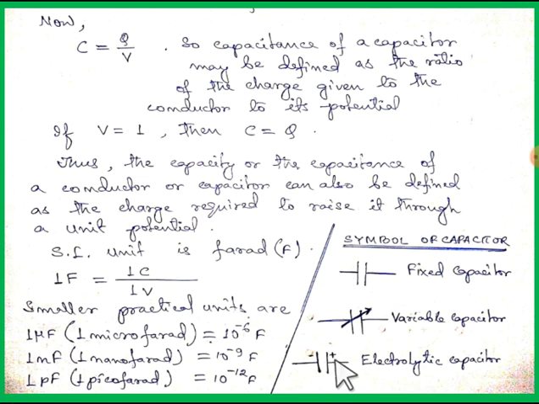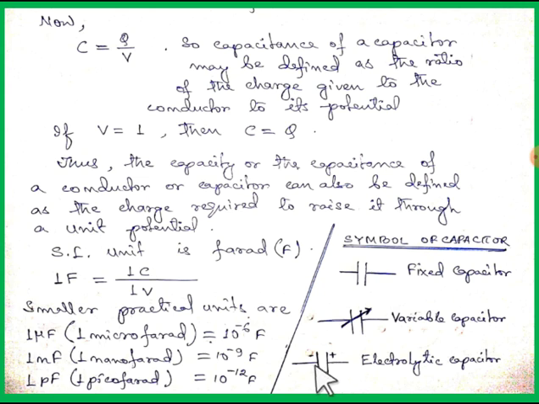And in that electrolytic capacitor, what happened? Polarity will be there, negative and positive. But in the fixed capacitor, there is no such polarity. You can connect it with one or the other, same. But in this, you need to see the poles. Which one is negative, which one is positive. You need to see these poles.